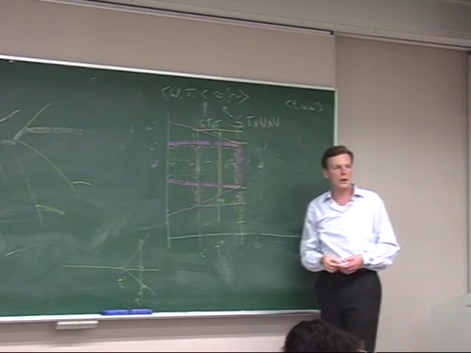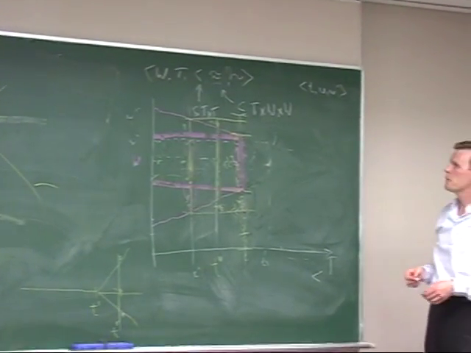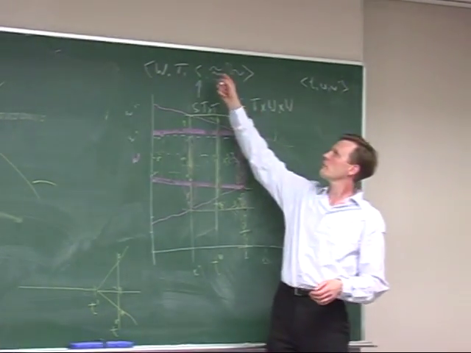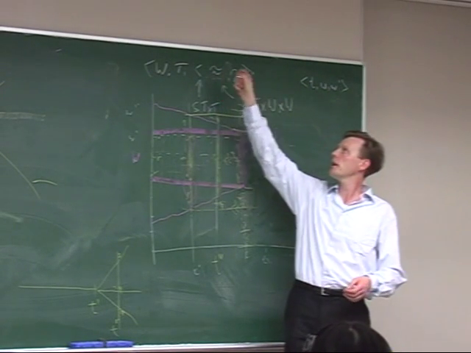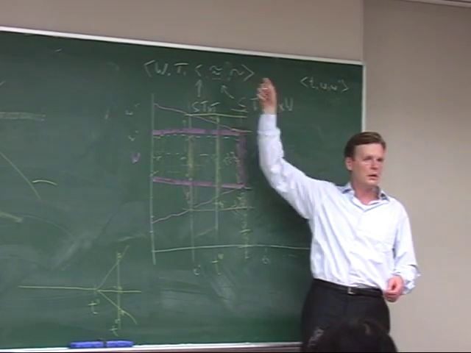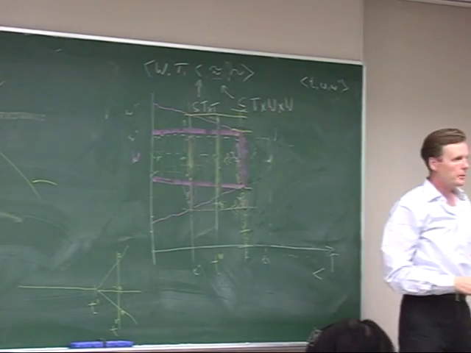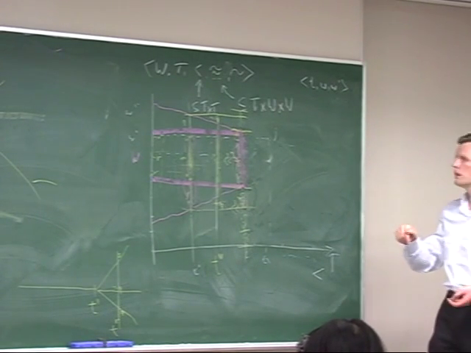a doxastic accessibility relation. So we have here historical alternatives. Now we have doxastic alternatives, you know, ways in which the world might be for all you know, based on what you know.